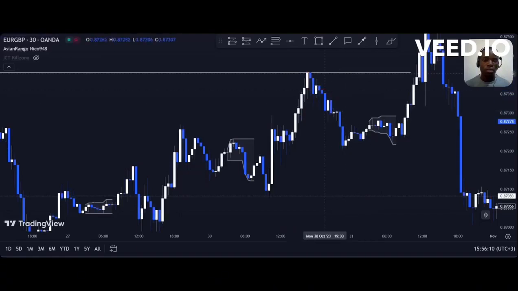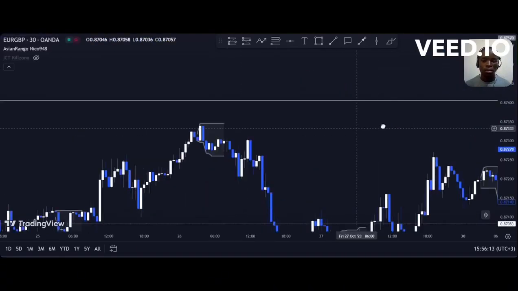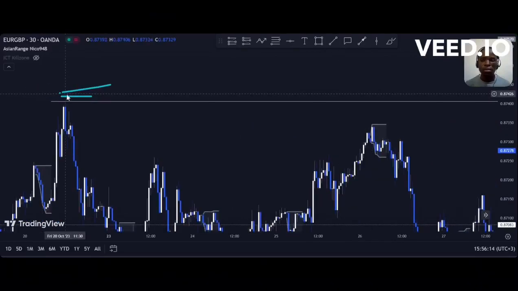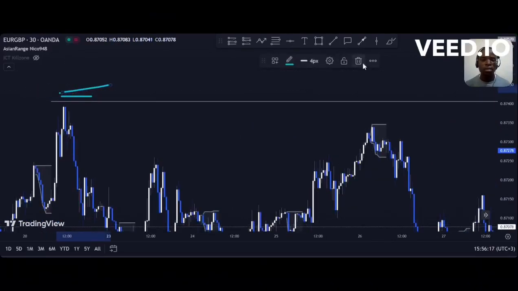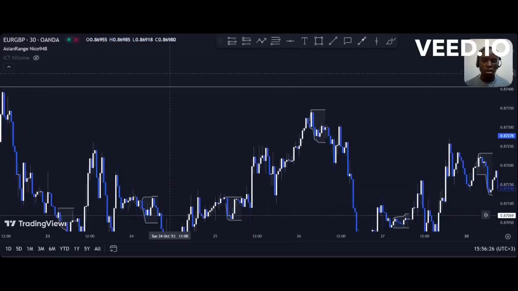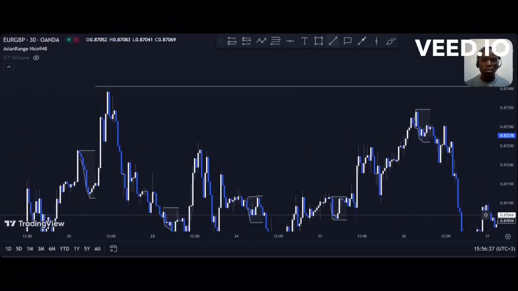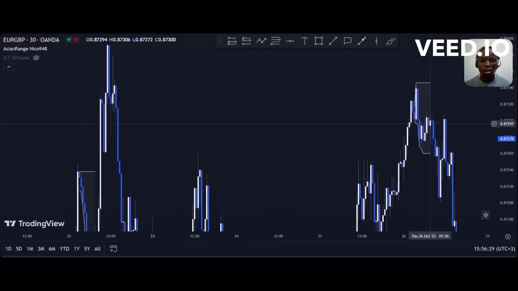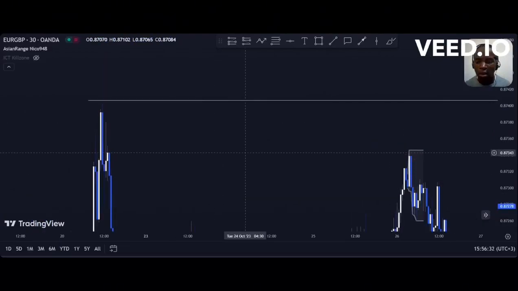So the strategy is that simple. You don't need any time frame. Don't need any terminologies for you to know this. It's as simple as that, so long as you understand how to read the market. So this is the high. You need to mark it accurately. You need to make sure it is accurately marked.